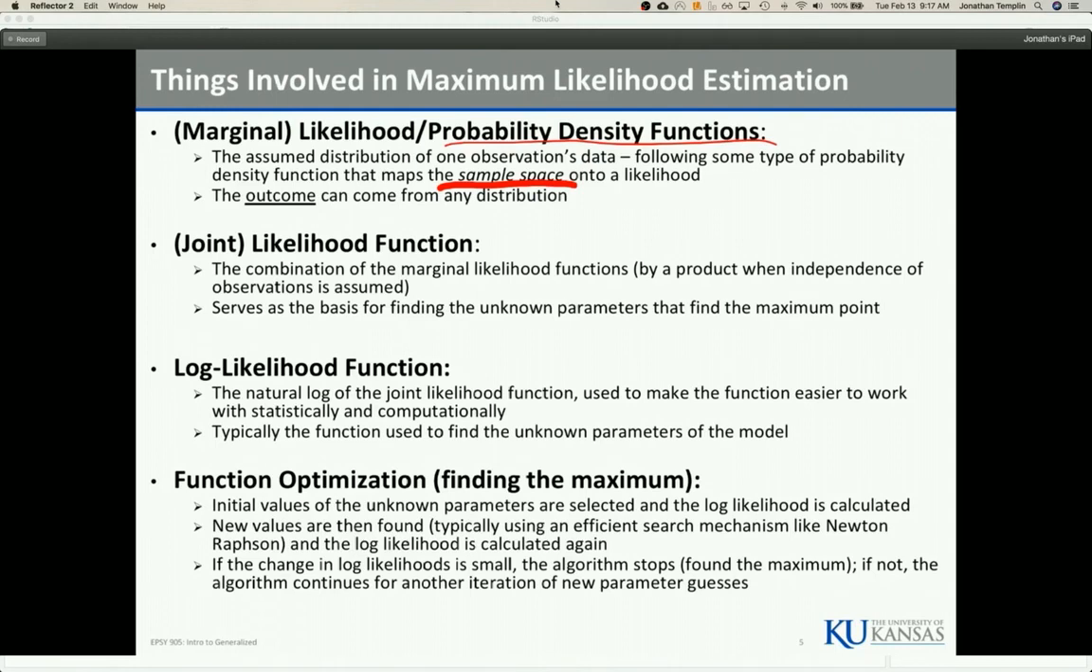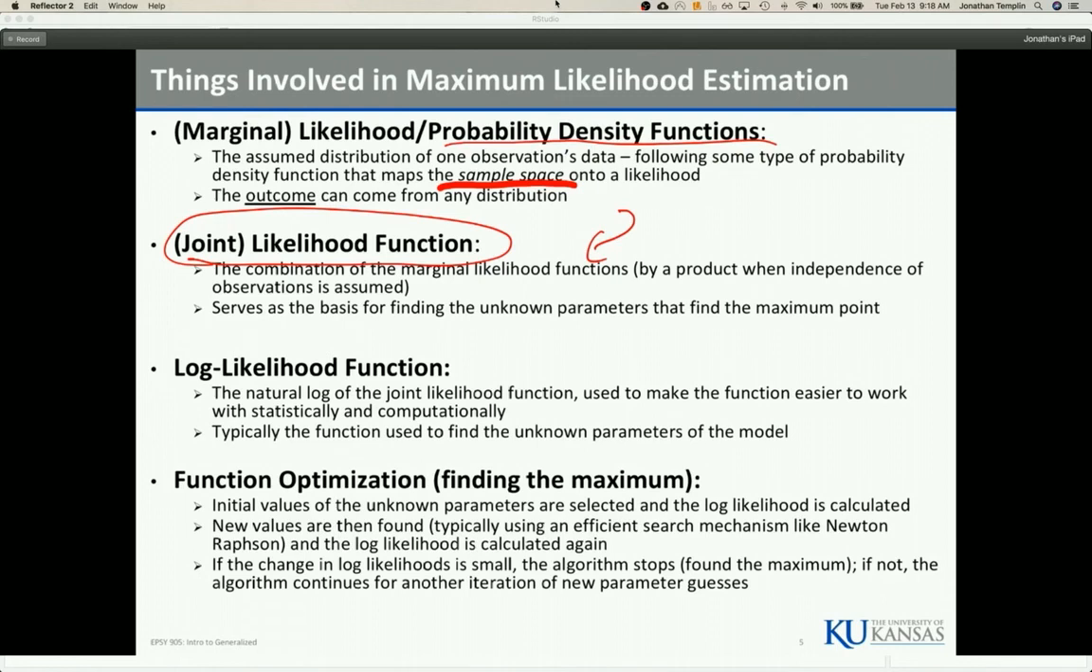Once we have our distribution, we form what's called the joint likelihood function, which is the likelihood of all the data points put together. This is the product of that distribution function, so the height of that distribution evaluated for each piece of data, multiplied across all the people in the sample. So that's what we do. And that joint likelihood function is what we try to maximize. That's where the maximum comes from, maximum likelihood.